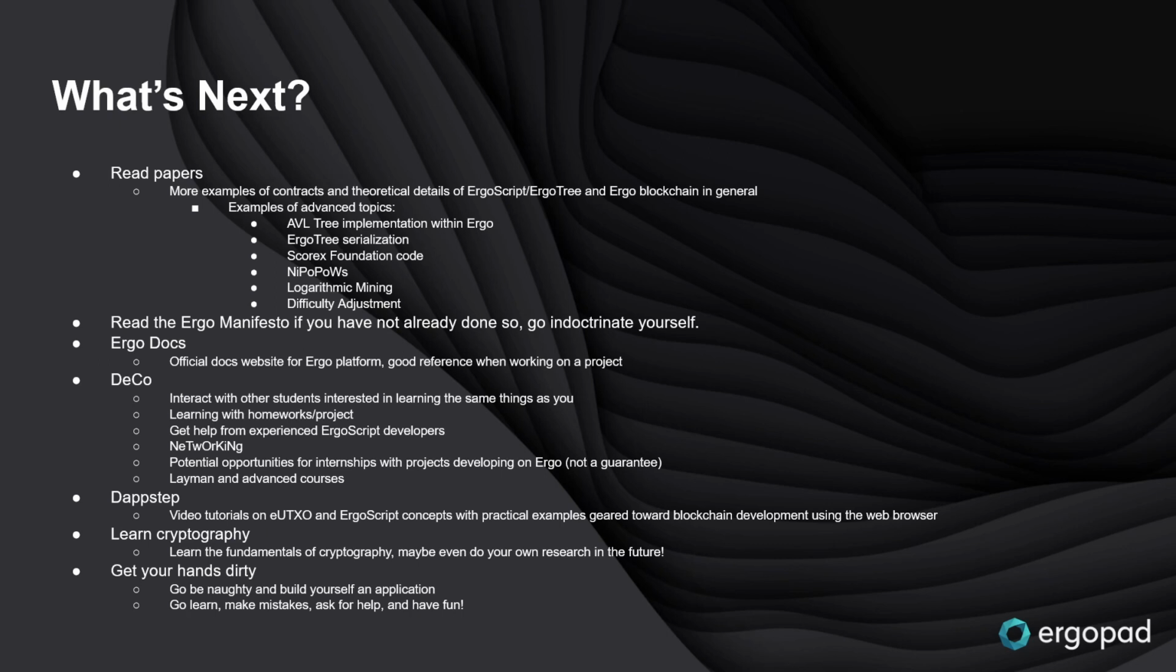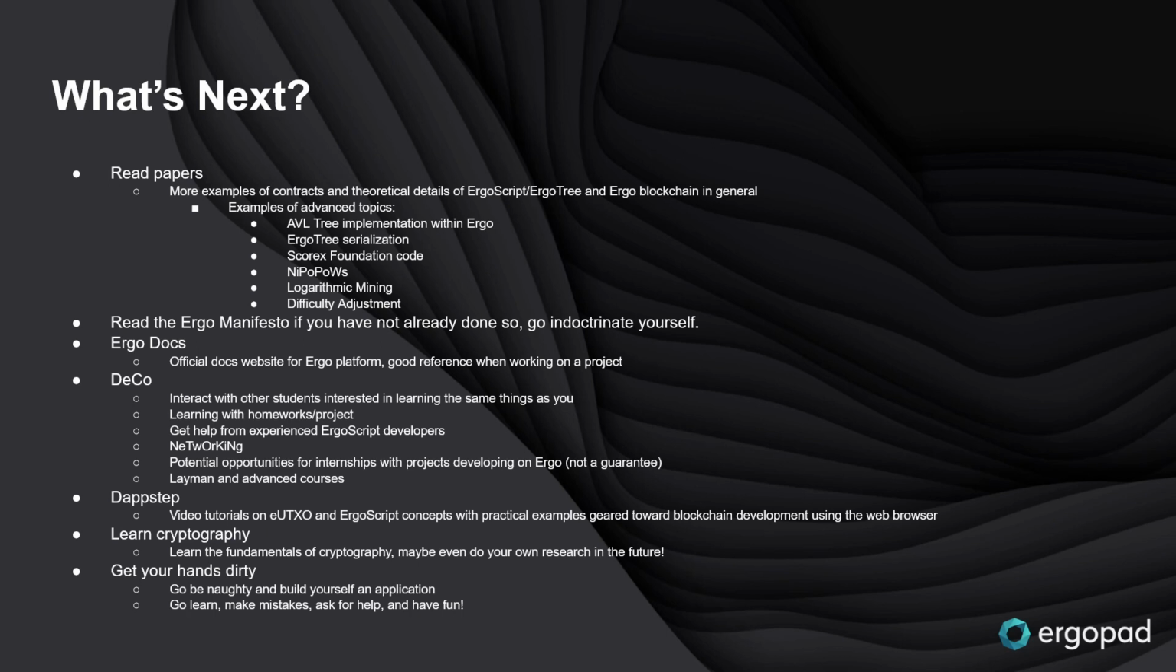There's Ergo Docs, the official docs website for Ergo. It's a good reference to use also while you're working on a project, along with the Bible of the language, the specification for Ergoscript. There is also Deco, which I actually participated in myself almost a year ago, and that was my first exposure to the Ergo blockchain more in depth. It's a great way to interact with other students who are interested in learning the same things. Just talking to people is really cool. You get to learn with some homeworks or projects if the course requires it.